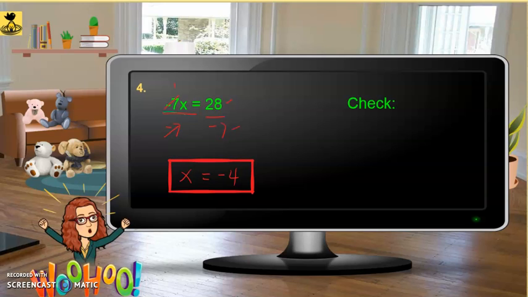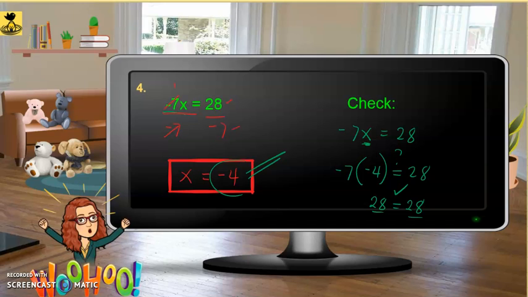So let's do the checking by using the original equation, negative 7x equals 28. We will replace our x with negative 4. So this will be negative 7 times negative 4. Is it equal to 28? Is negative 7 times negative 4 equal to 28? Of course, yes. Now we have shown that the left and the right side of the equation in our checking are the same. Then we can conclude that negative 4 is a correct answer.